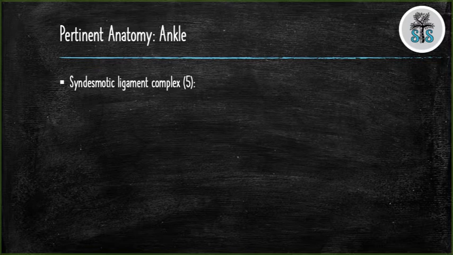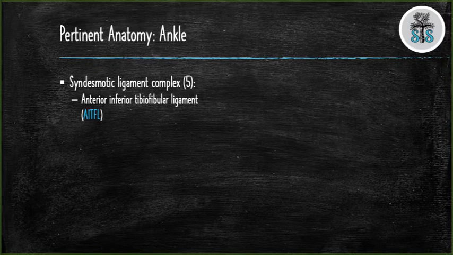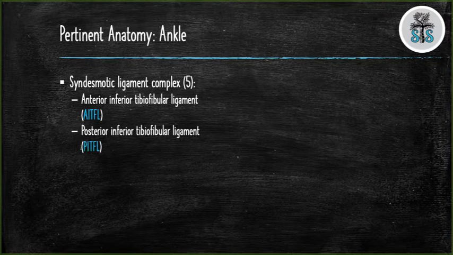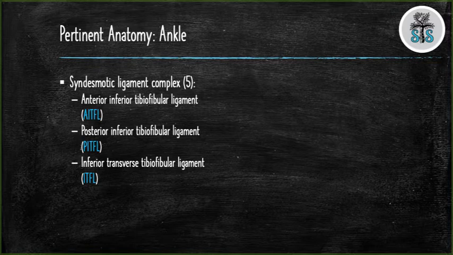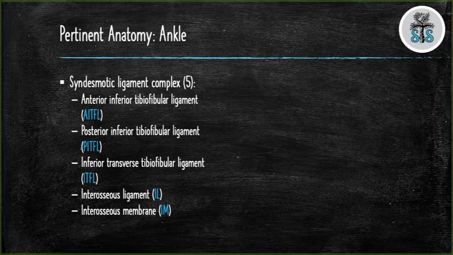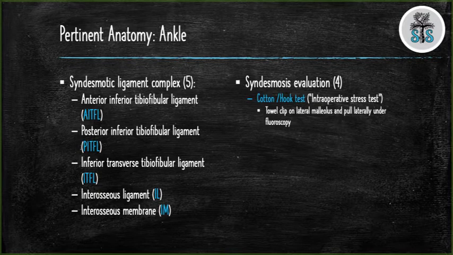It consists of five structures: the anterior inferior tibiofibular ligament, the posterior inferior tibiofibular ligament, the inferior transverse tibiofibular ligament, the interosseous ligament, and the interosseous membrane. There are four ways that you can test the integrity of the syndesmosis. The cotton or hook test is when you take a towel clip in the operating room and grab the distal fibula and pull laterally and look for widening of the syndesmosis.